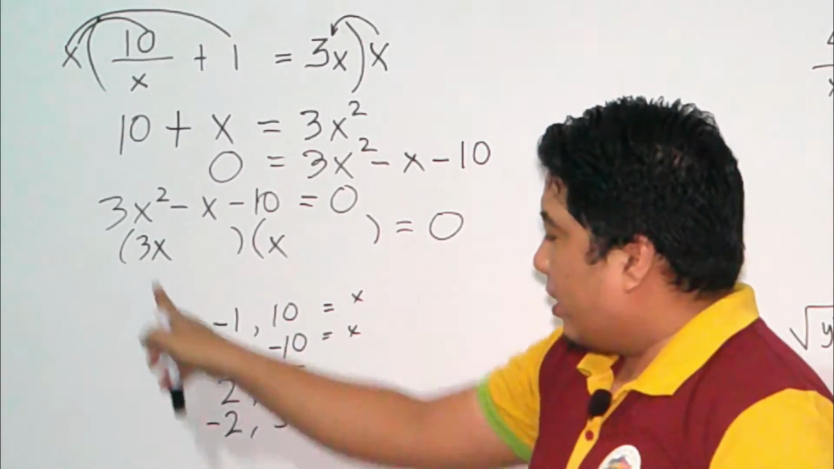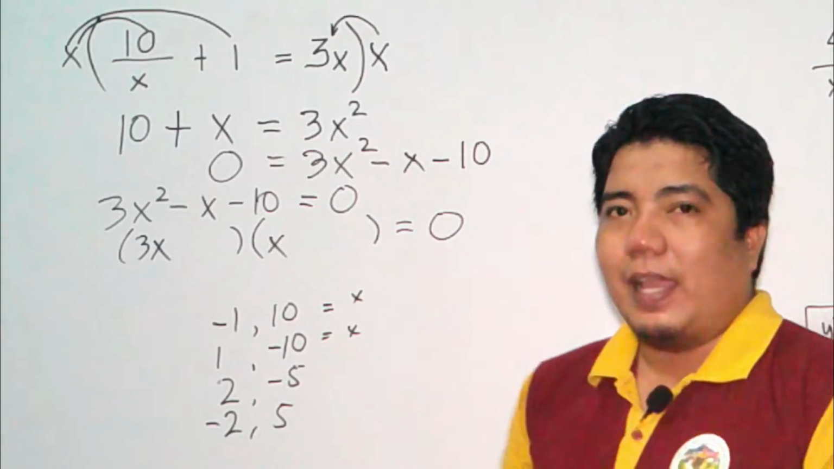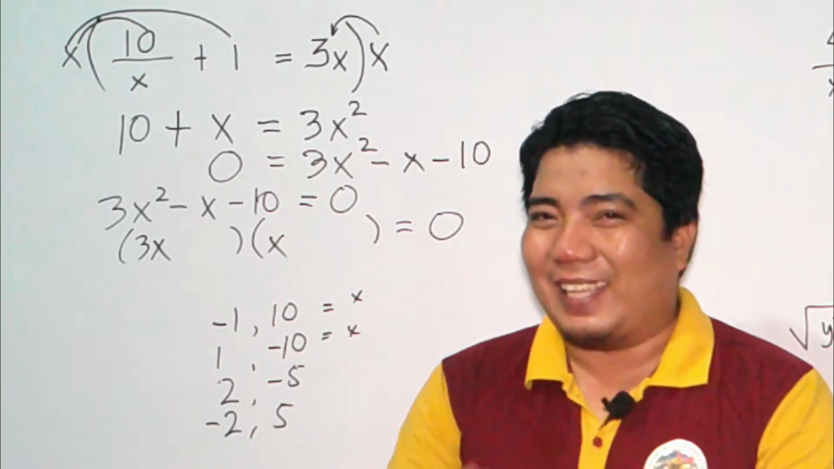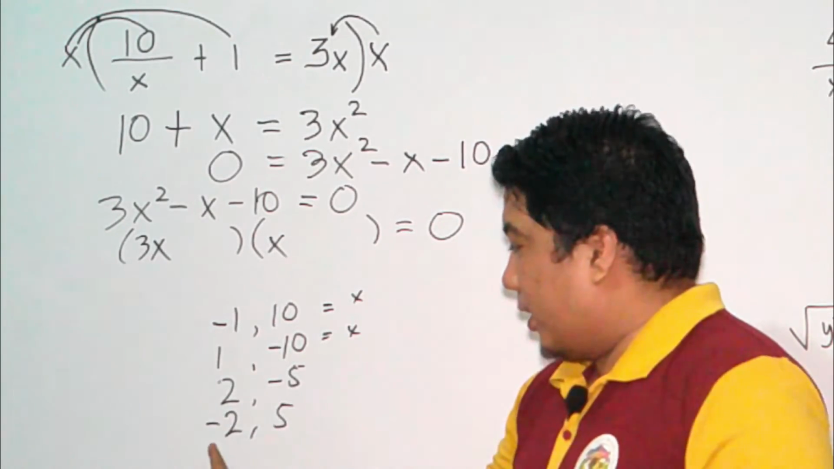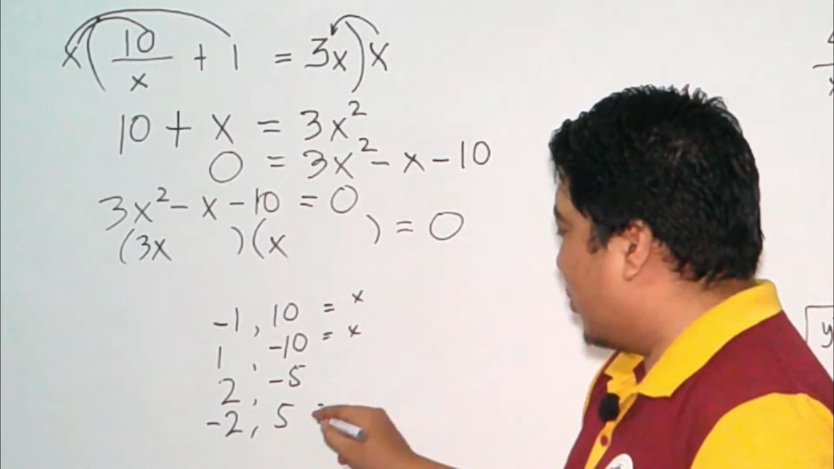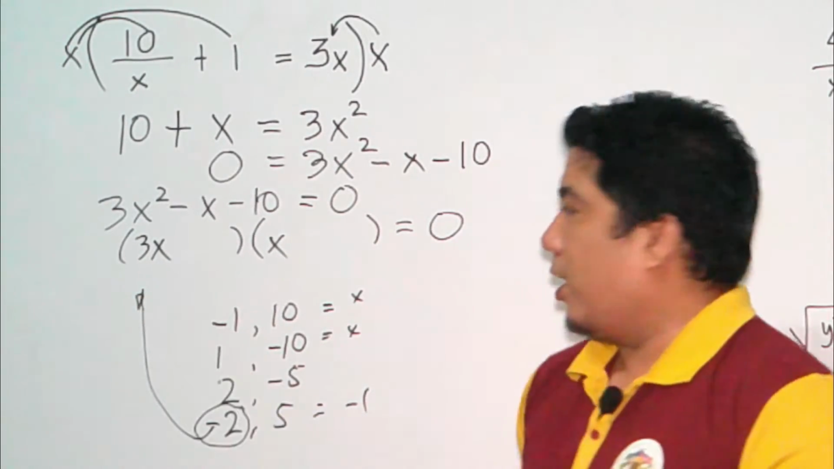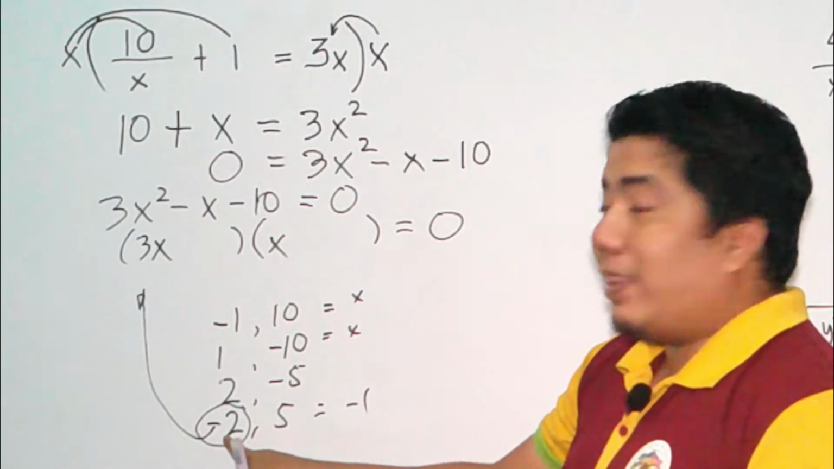Now, let's try here. 3 times 2, that is 6. 6 plus negative 5, that is positive 1. Oops! Close, but not enough. Now, let's try this one. 3 times negative 2, that is negative 6, plus 5, then that will result to negative 1. So, therefore, we have 3 to be multiplied to our negative 2. So, by doing so, we need negative 2 here.